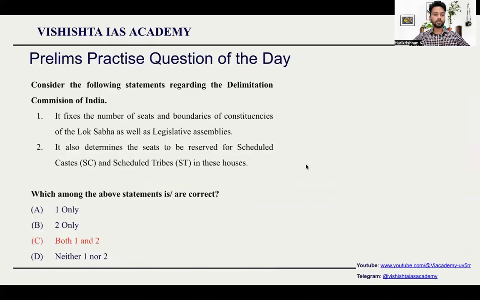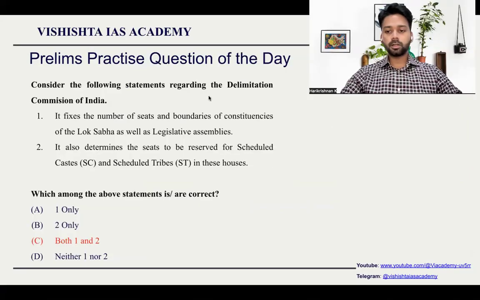Let's begin with the prelims practice question of the day. Consider the following statements. Two statements are provided. Whenever you get a statement-based question, first check whether they are asking for the correct option or the incorrect option. So in this question, they are asking for the correct option.